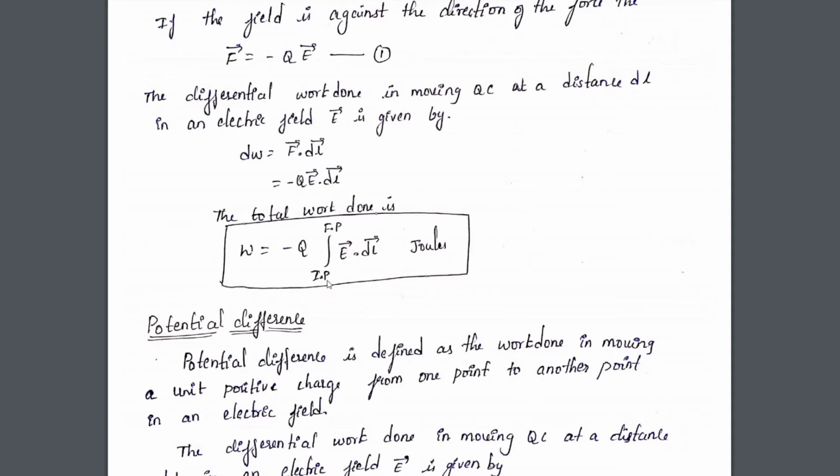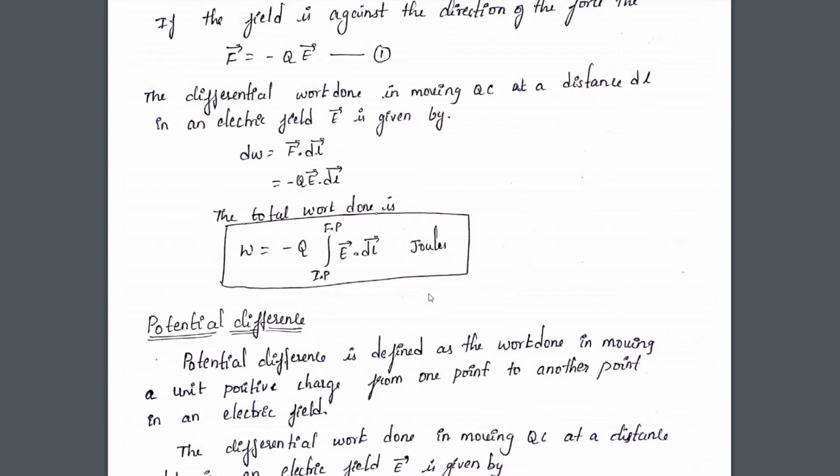If you want to get the total work done in moving the point charge from initial to final, you need to integrate on both sides. LHS integral will become W. RHS will become minus Q constant, you remove it outside, integral from initial point to final point of E dot dl. All of you should know that energy transferred will always be equivalent to work done, and both are measured in joules. So this is the expression for work done.